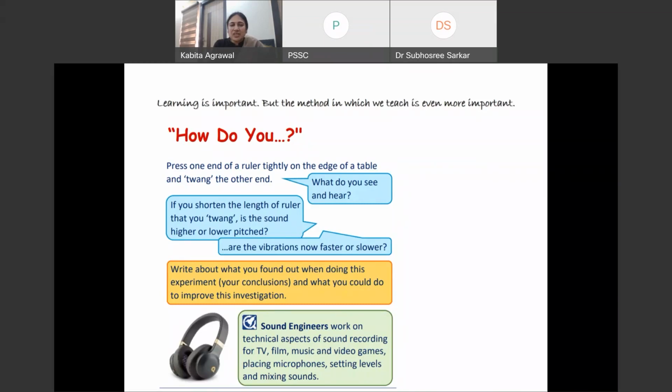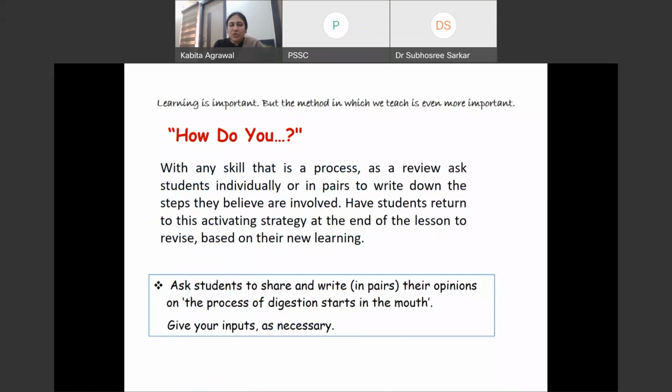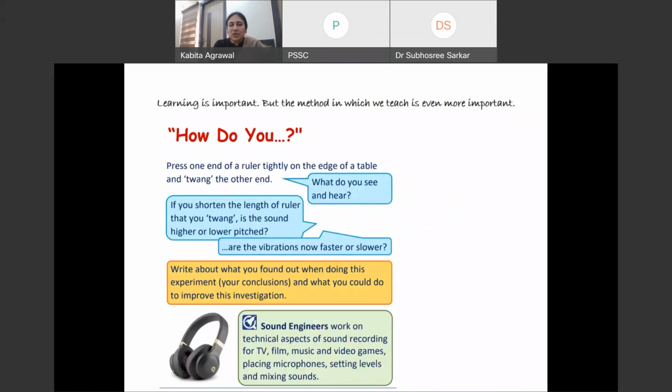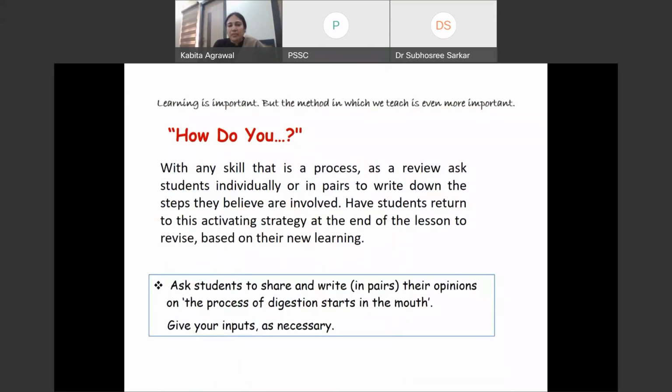So this could be somewhere there is a process, and you want the children to learn from the process which was involved in this activity. And here you can make them write, or maybe share their inputs to the class.